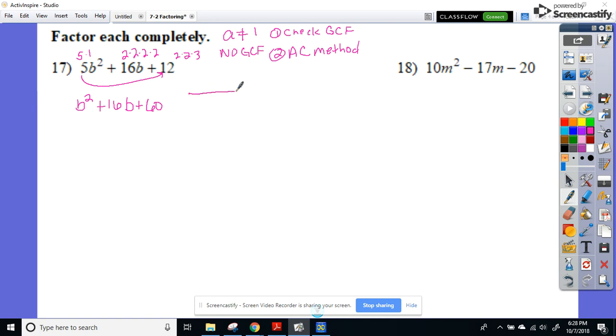This makes it super easy because I can work this one the same way that I did all the other ones. I've got to do the factors of 60. Okay, and it's a positive 60, so I'm okay there. And this one's a positive, so that means I don't need to worry about any negatives. So 60: 1 times 60, 2 times 30. And I'm looking for 16.